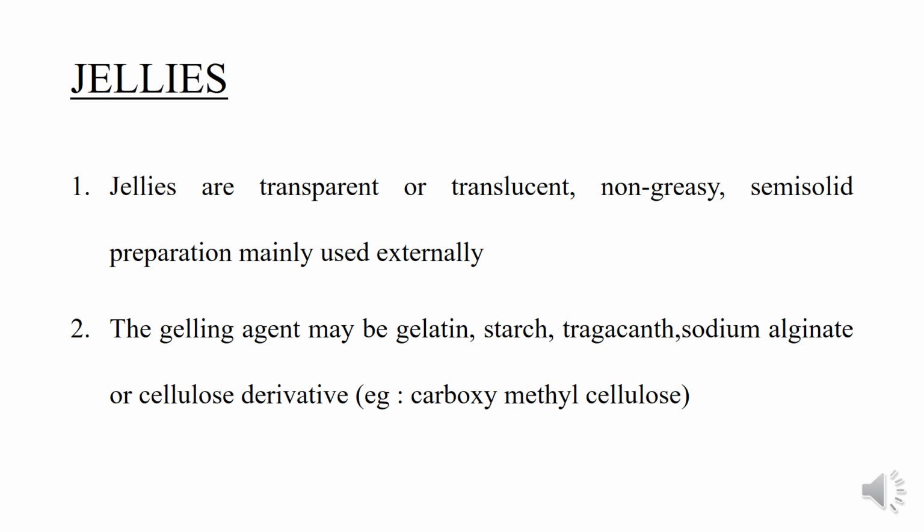And what do you mean by gelling agent? The agent which helps to create the jelly form. They are gelatin, starch, tragacanth, sodium alginate or cellulose derivatives. For example, carboxymethyl cellulose is an example of a cellulose derivative.